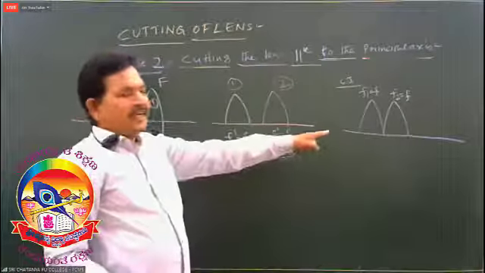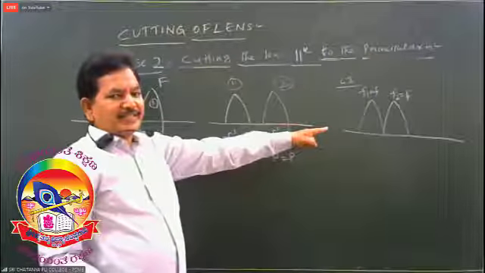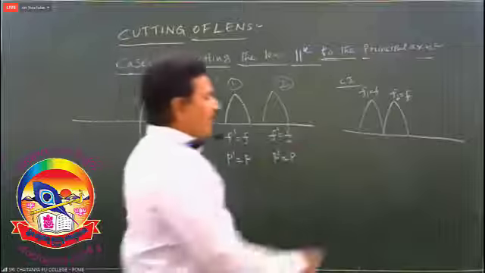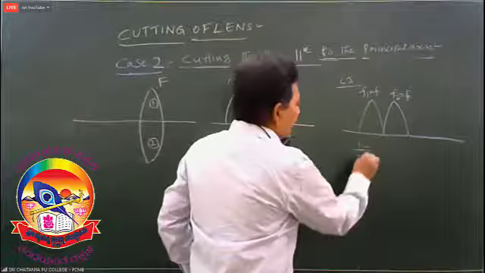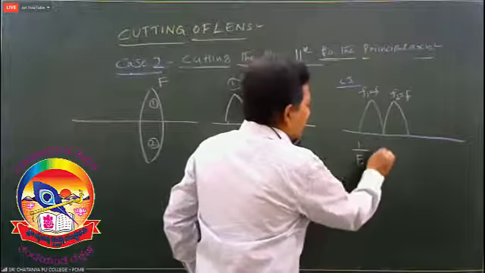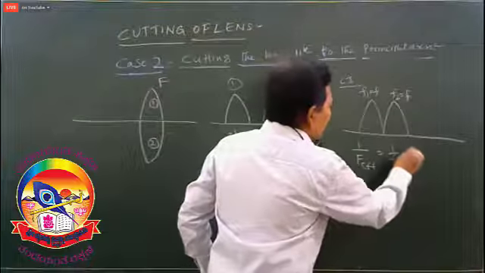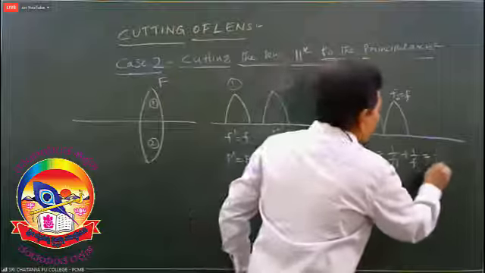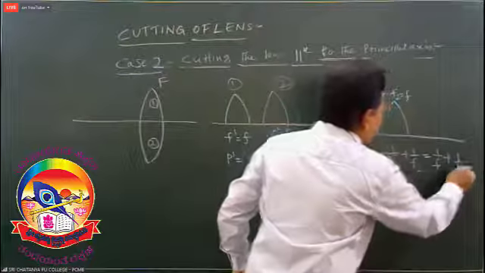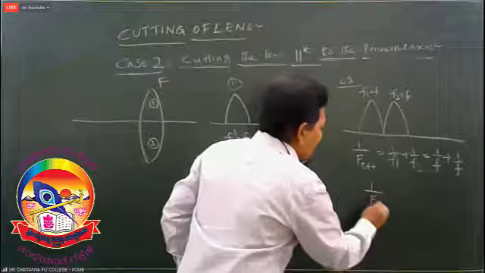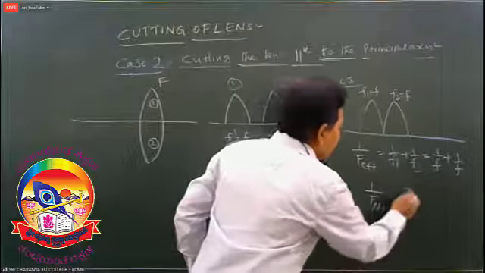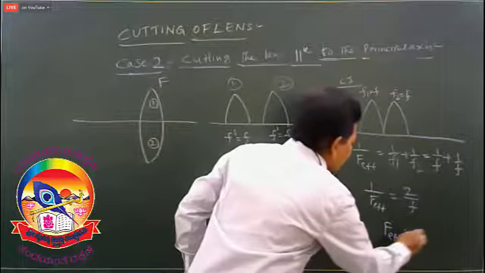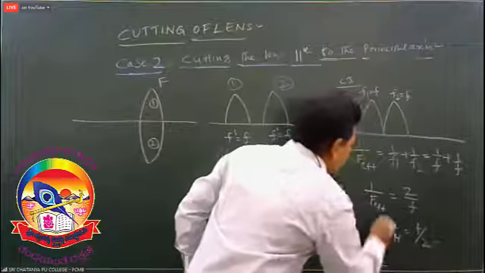So it is the combination of two convex lenses which are kept in contact with each other. Then 1 by F effective is equal to 1 by F1 plus 1 by F2, which comes out to be 1 by F plus 1 by F. So 1 by F effective is equal to 2 by F. Therefore, F effective is equal to F by 2.